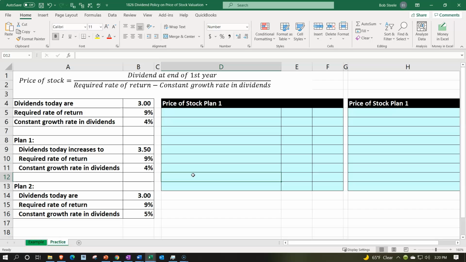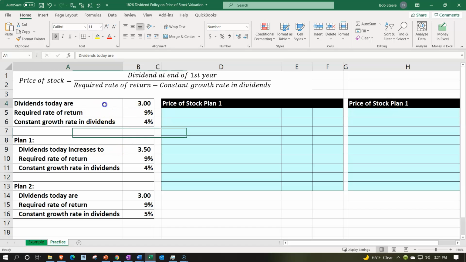Looking at our plan 1 and plan 2, we're going to be using our price of stock or dividend valuation model in order to do our calculations. We've seen this model in prior sections, so I'm not going to break it out component by component, but we will use this for our two comparisons. So the formula is going to be the dividend at the end of the first year divided by the required rate of return minus the constant growth rate in dividends.